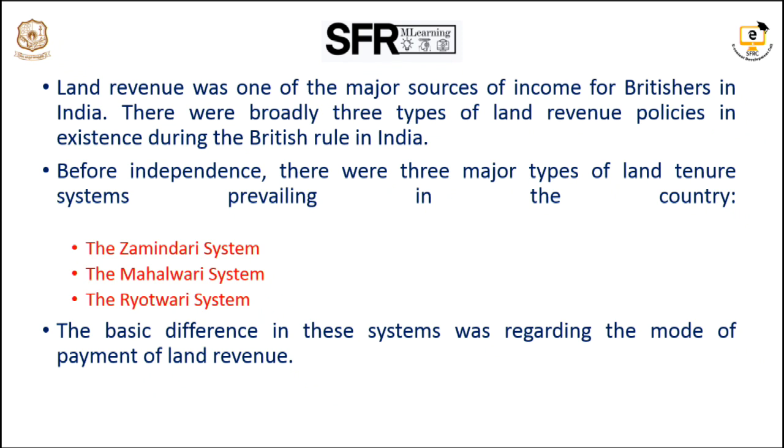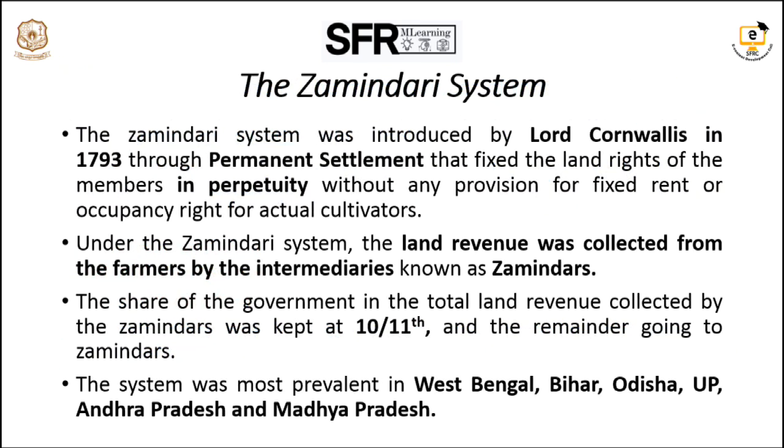Before independence, that is, in the British period, there were three major systems: the Zamindari system, the Mahalwari system, and the Ryotwari system. A few other minor systems also existed, but these three were the major ones that had an impact on the draining of the wealth. So the basic difference between these three can be learned here.